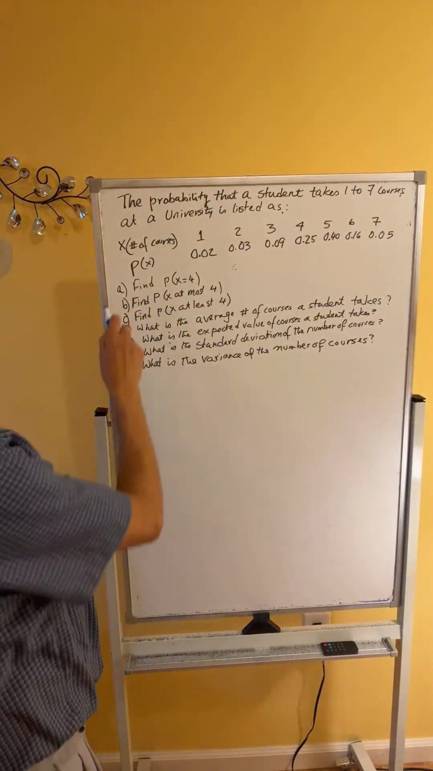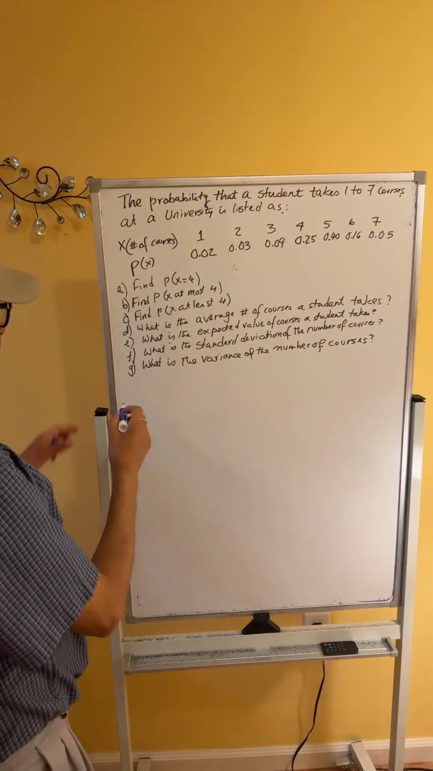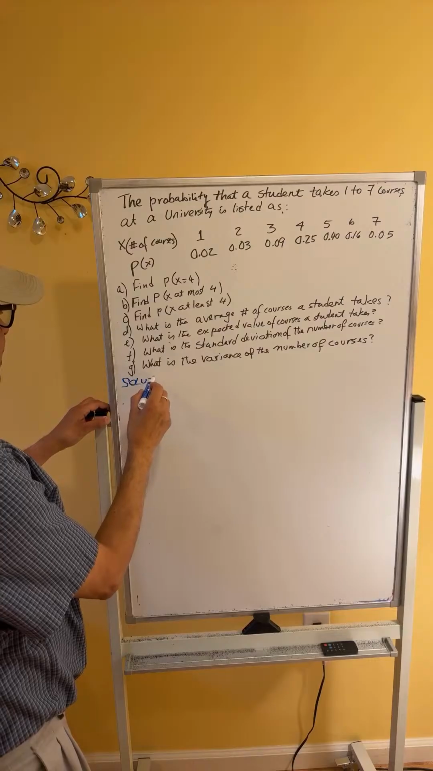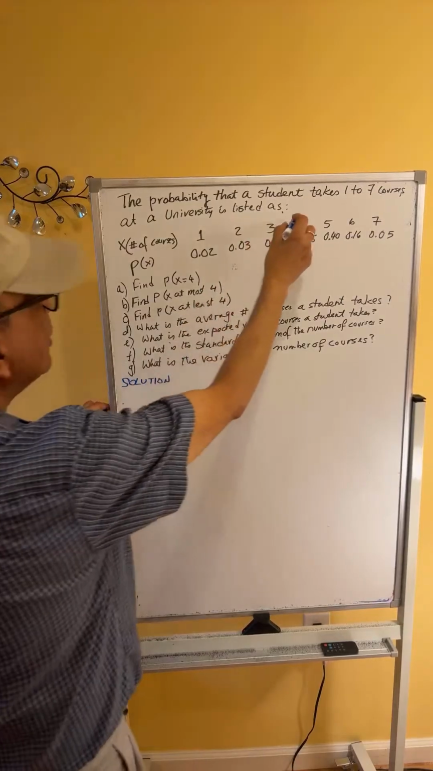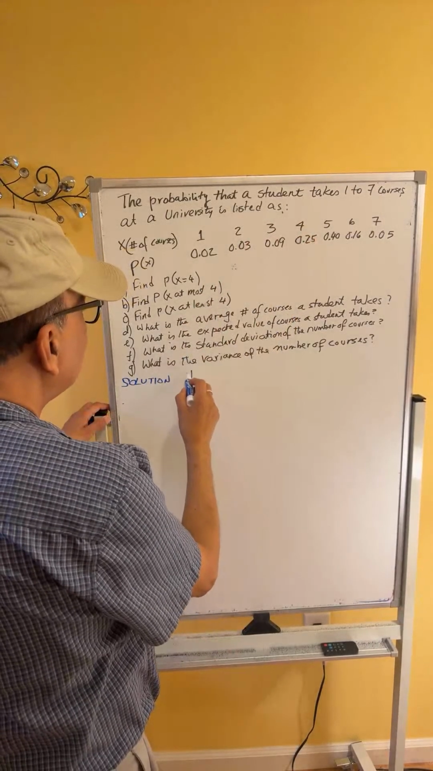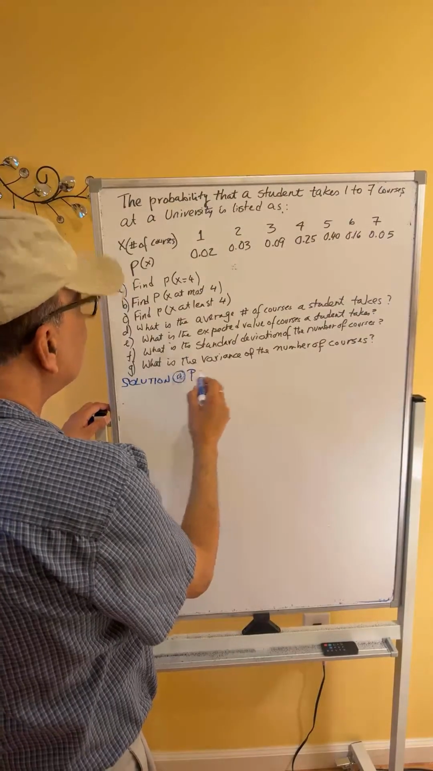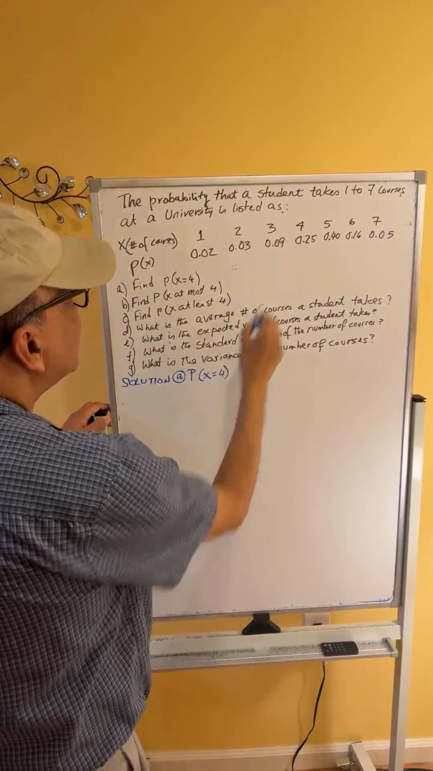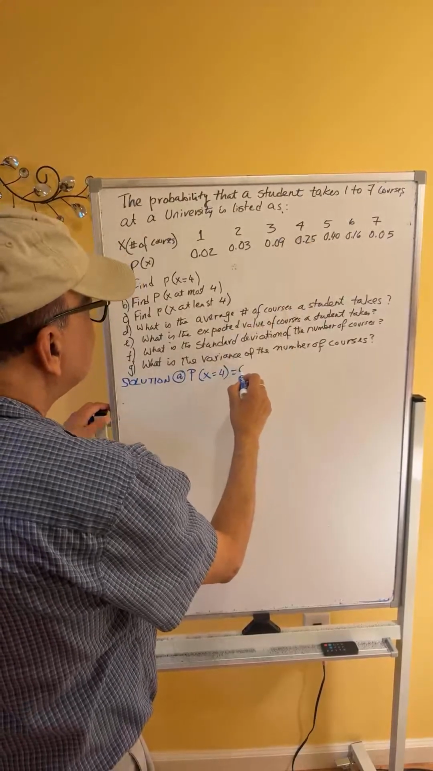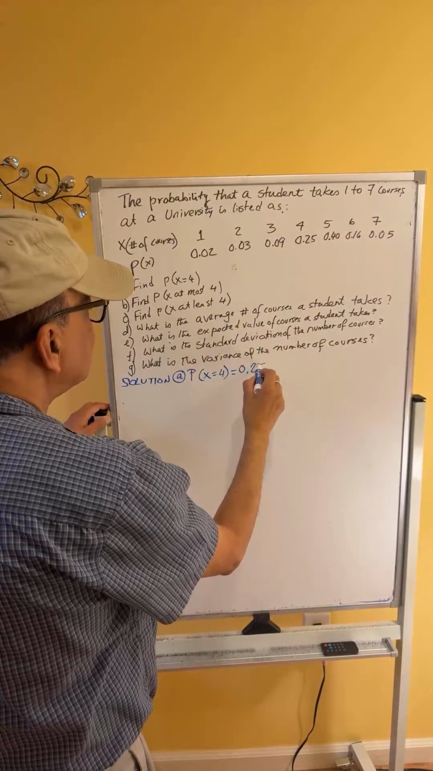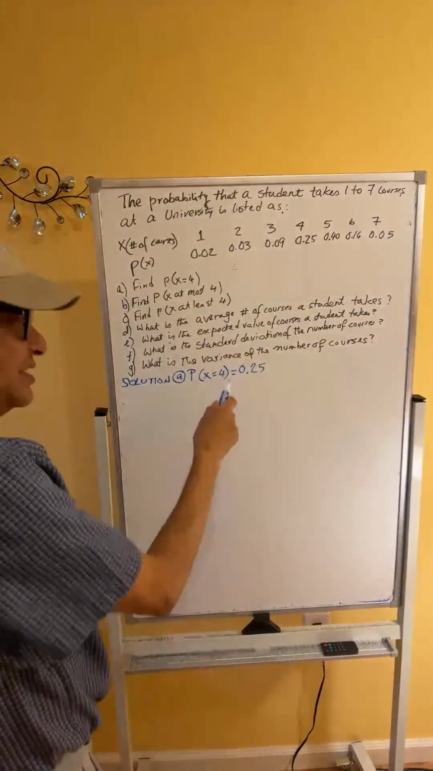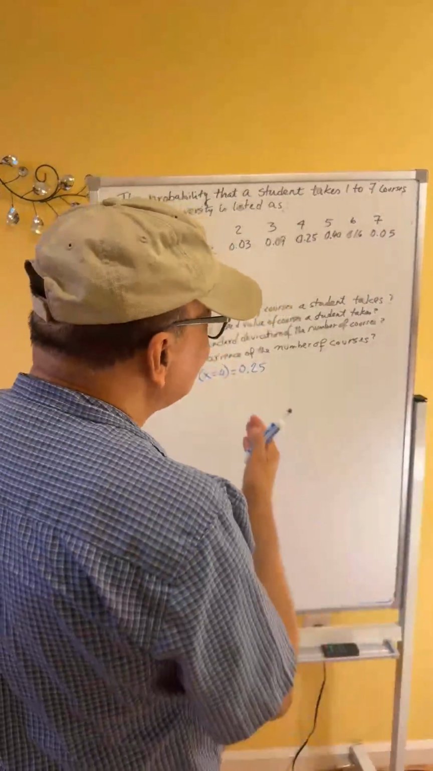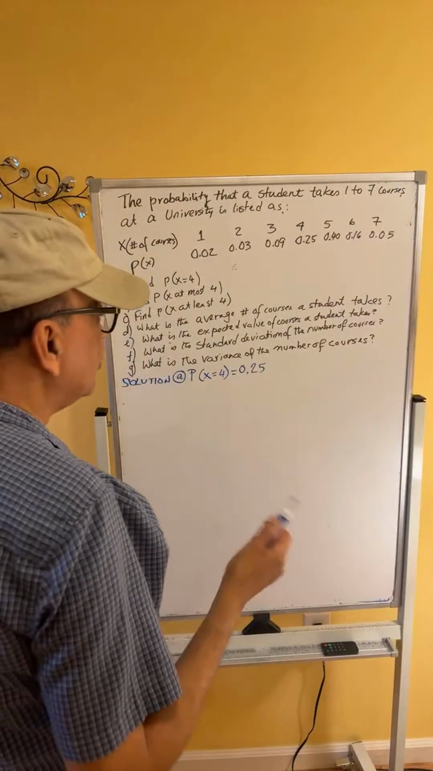Okay, so the first part asks what is the probability of x equal to 4. So I just look at the table. For x equal to 4, probability is given from the table as 0.25. So that is the answer to part A. What does it mean? There is a 25% chance that the student will take 4 courses.